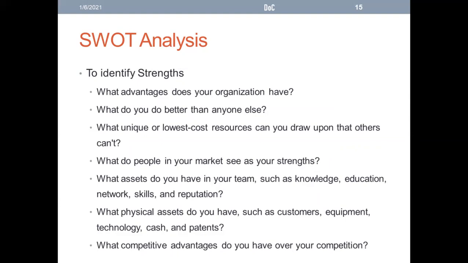What advantages does your organization have? What do you do better than anyone else?